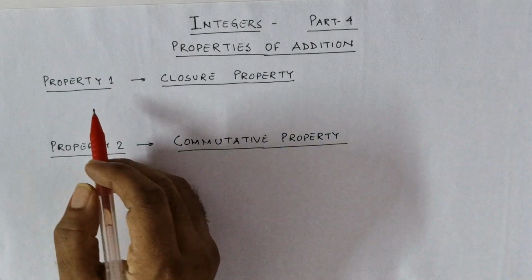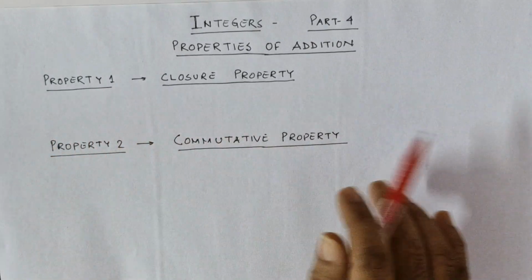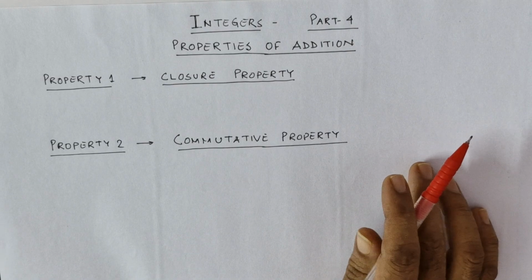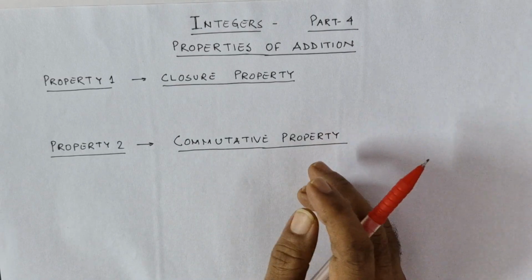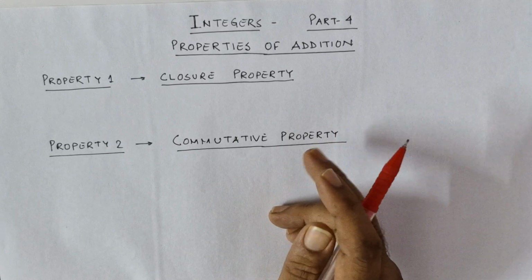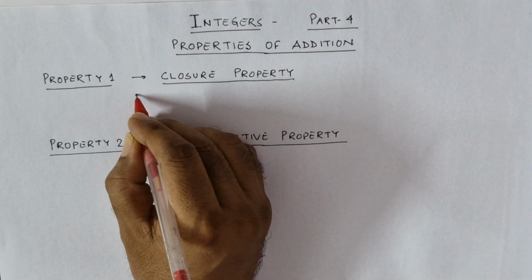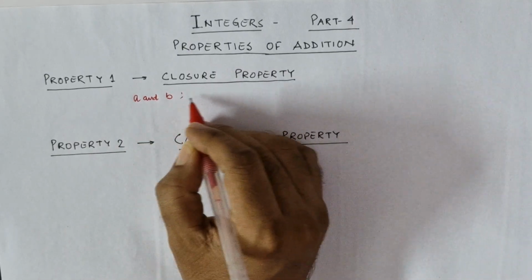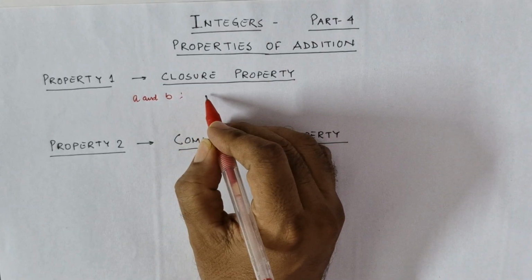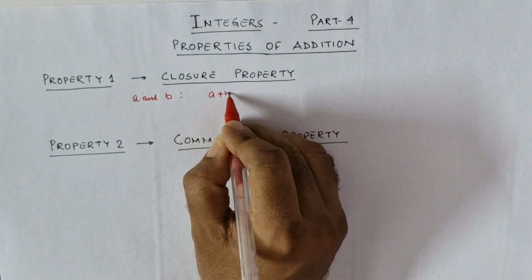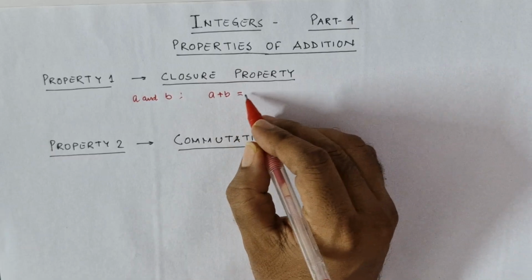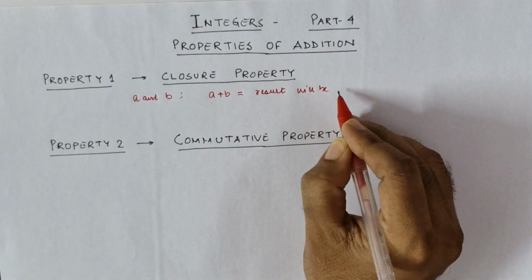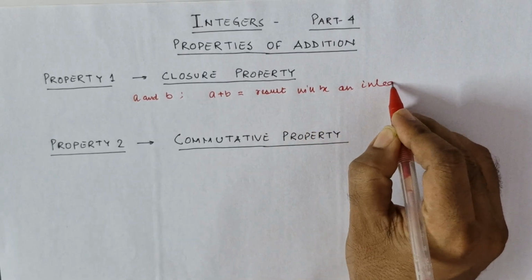Got it? So this is the first property. Let's come to the first property, that is known as the closure property. So the closure property says that the sum of any two integers is always an integer. So if A and B are two integers, then A plus B will result into an integer. The result will be an integer. Got it?